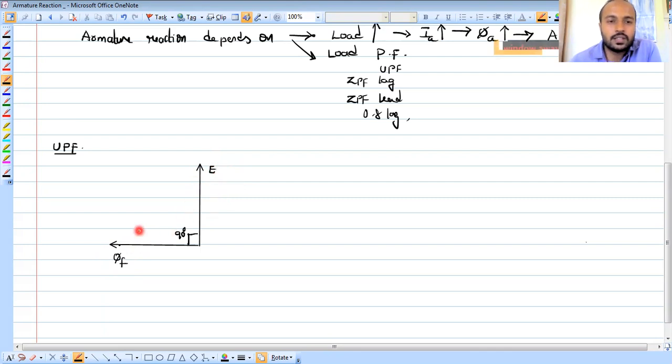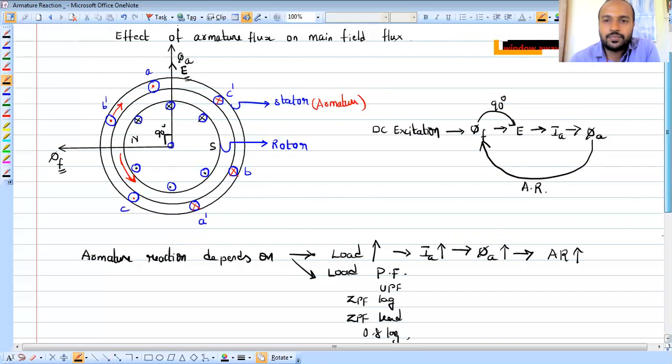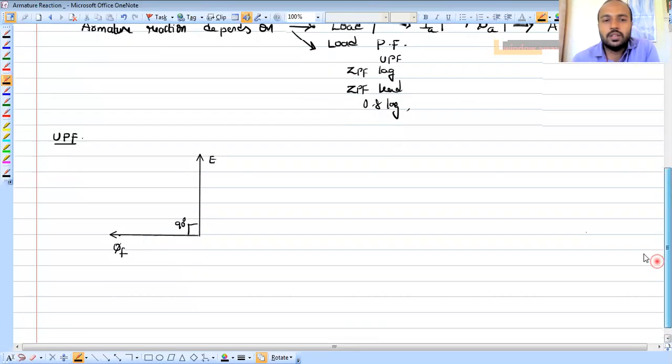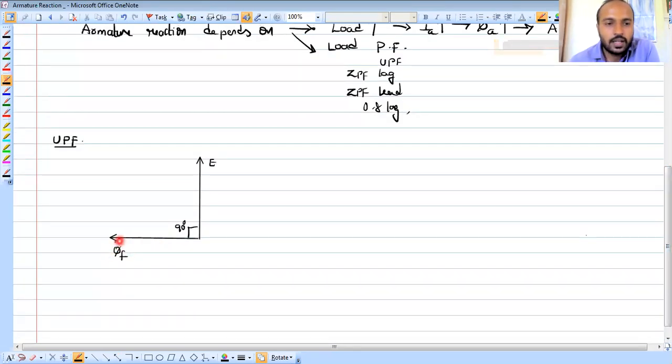Why will this relation be there between these two? Initially we are giving field excitation to the field winding. That's why we got a magnetic field. Because of this magnetic field cutting the conductors, we got EMF. So first field flux will be there, later EMF will be there. That's why the field flux leads this induced EMF by 90 degrees. Now we are discussing unity power factor.